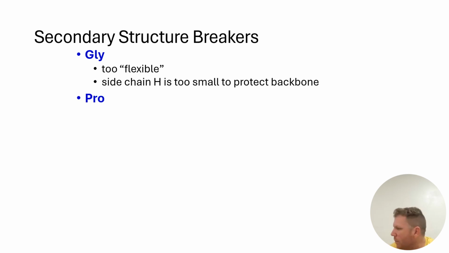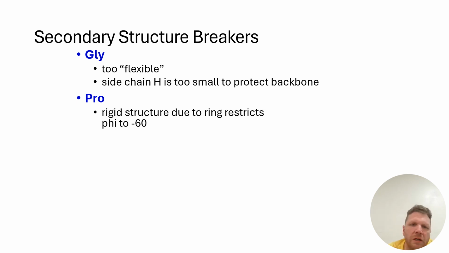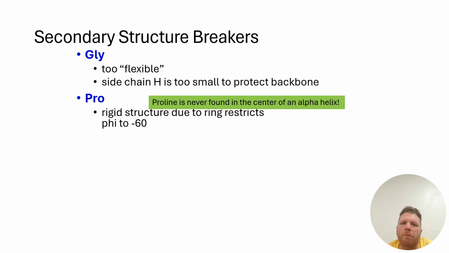Proline is another amino acid residue that is a secondary structure breaker. Proline's a secondary structure breaker because it has the opposite problem of glycine. This is an amino acid that is too rigid. So it's the exact opposite problem as glycine. Glycine is too flexible, proline is too rigid. They're at opposite ends of the same spectrum.